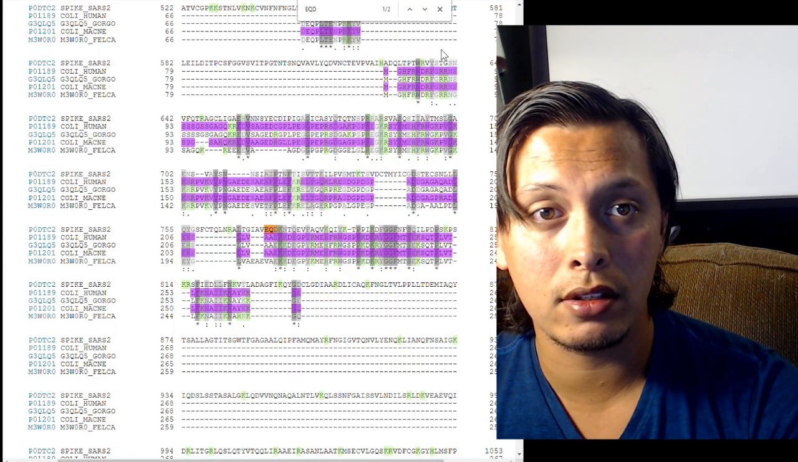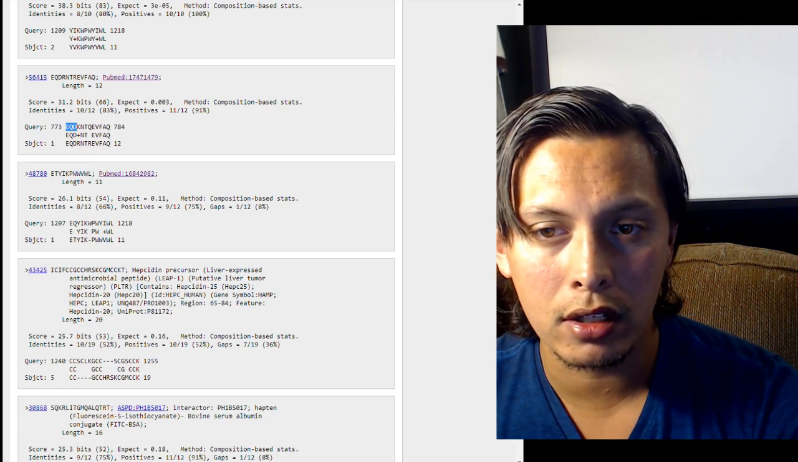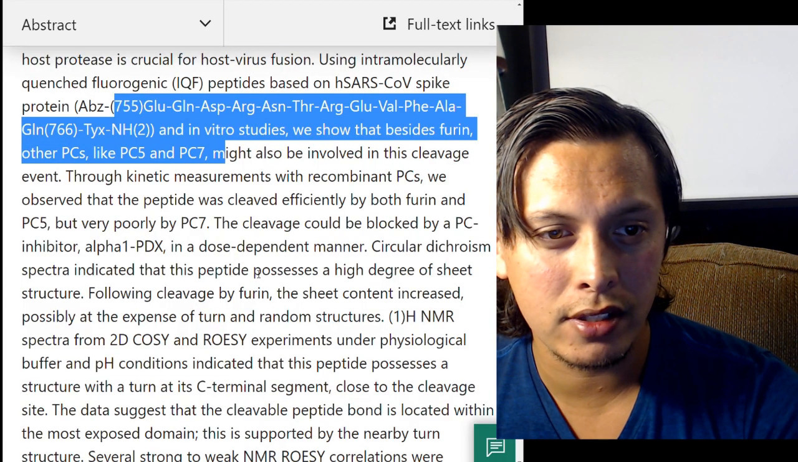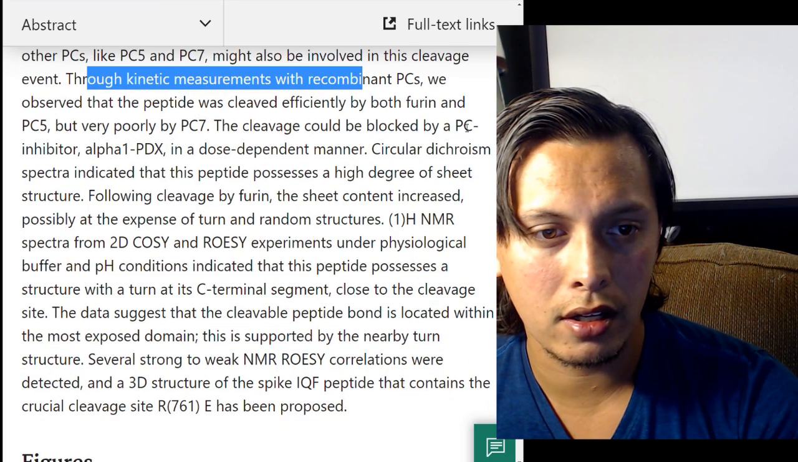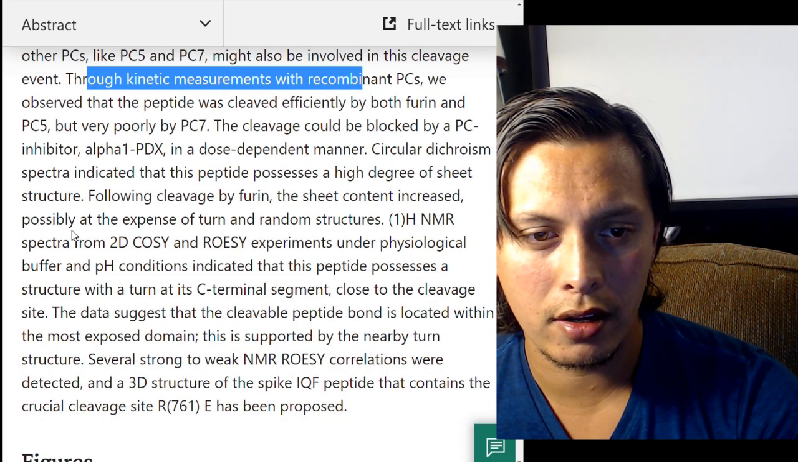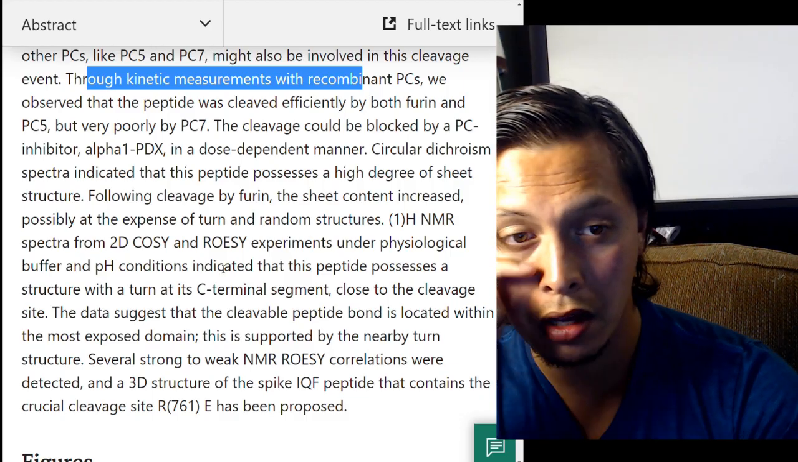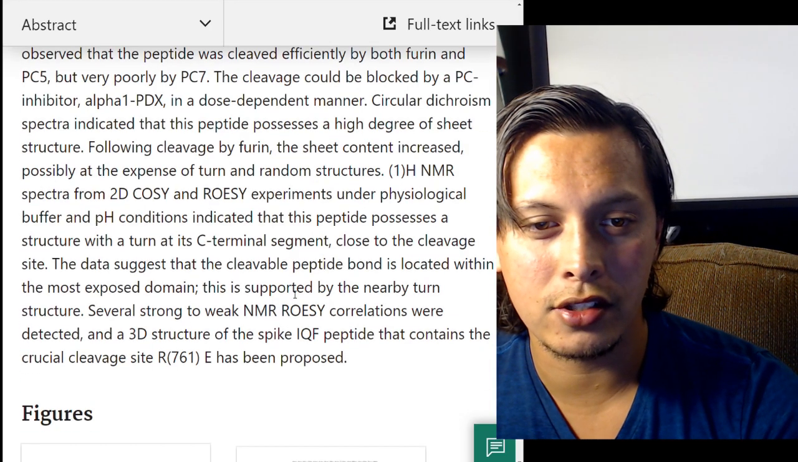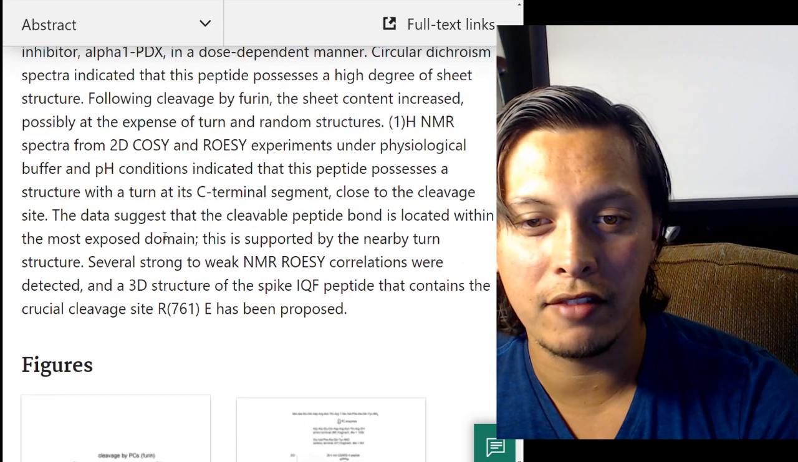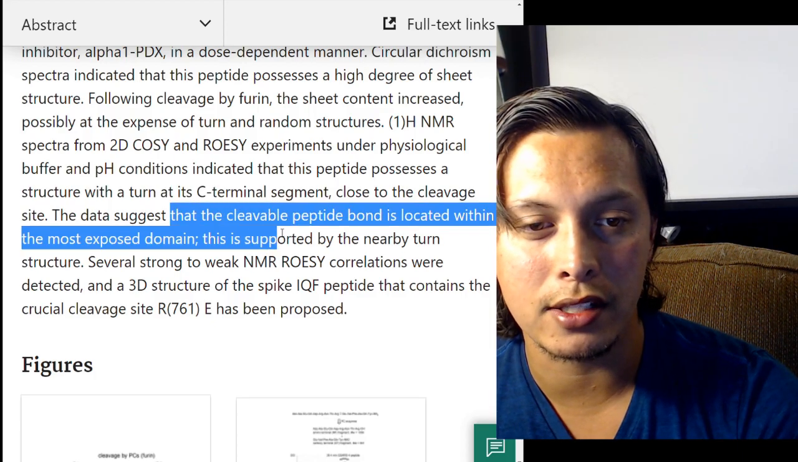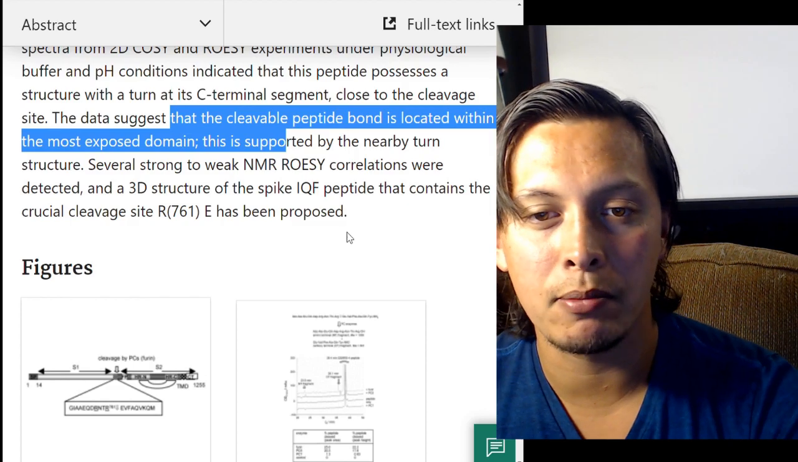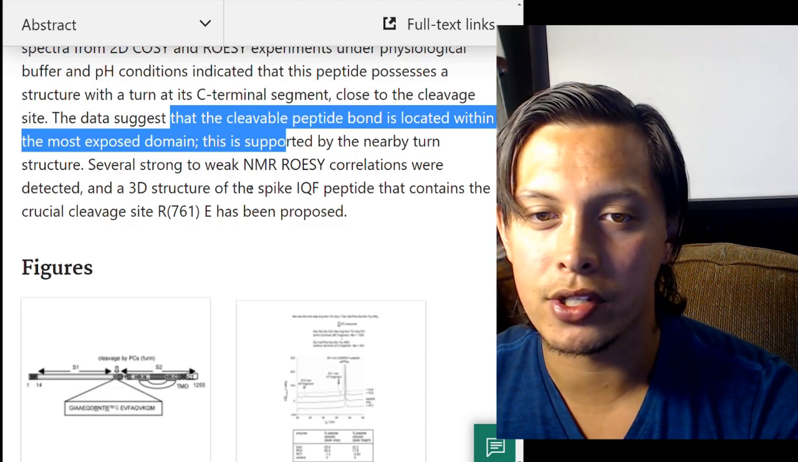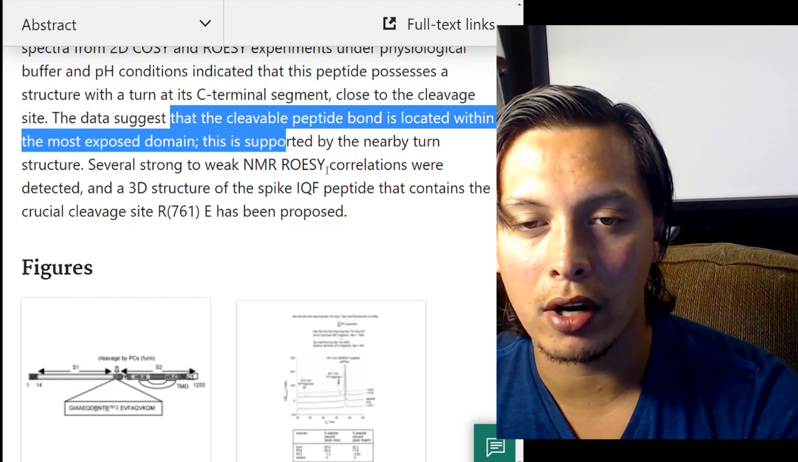So let's just read a little bit longer. Involved in this cleavage event. This data suggests that the cleavable peptide bond is located within the most exposed domain. This is supported by the nearby turn structure, several strong weak NMR-ROSI correlations, which is just a type of NMR study.